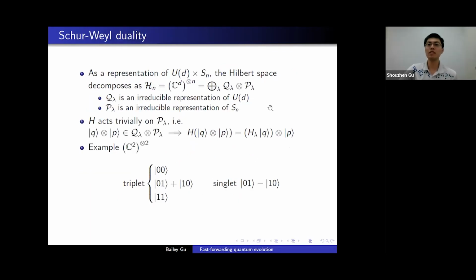Now, the main ingredient that we use to simulate permutation-invariant Hamiltonians is the Schur-Weil duality. So we break down the Hilbert space as a representation of the unitary group and the symmetric group. The unitary group acts on this space by acting with the same unitary on all the tensor factors, and the symmetric group permutes the tensor factors. So the entire Hilbert space is going to decompose into irreducible representations. It's going to be labeled by lambda, which is a partition of n into at most d parts, which is not too important. But the important part is that it's going to be some irrep of the unitary group tensor with an irrep of the symmetric group.